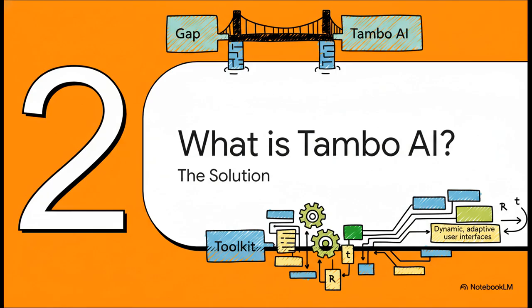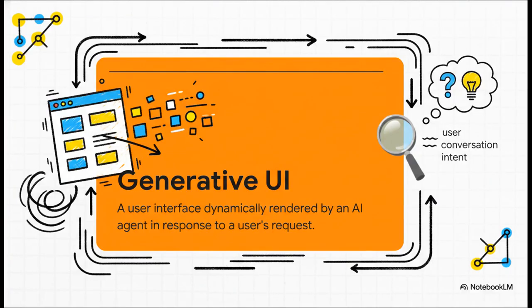This brings us to the star of the show, Tambo AI. It's a toolkit built from the ground up to let developers like us finally build these dynamic, truly adaptive user interfaces. At the heart of all this is a really powerful concept called generative UI. Now, this isn't just about showing or hiding a component. No, we're talking about an AI agent that actually listens to the user and then builds the interface from scratch, component by component, to match exactly what they ask for. The UI is literally being generated from the user's intent.